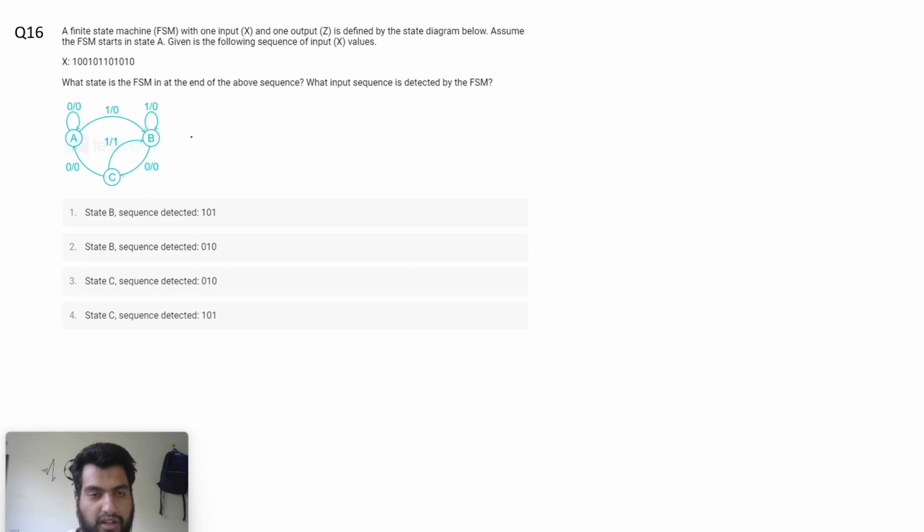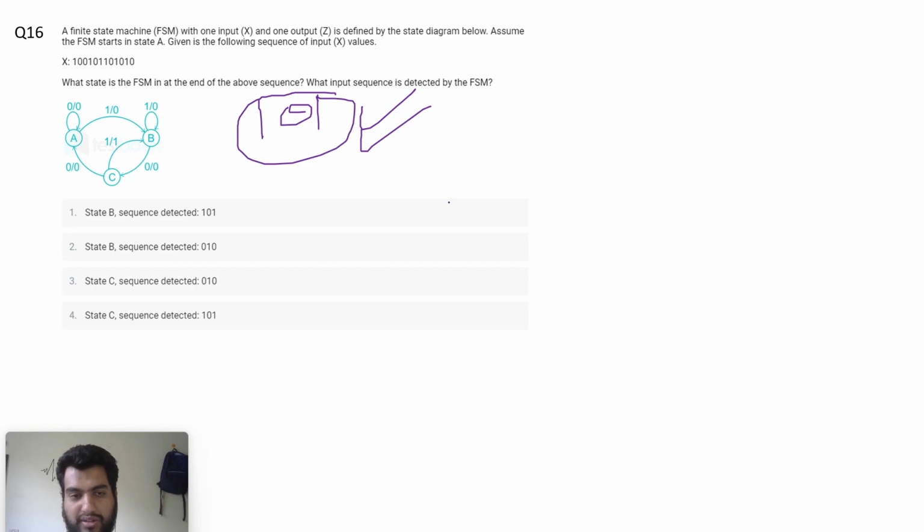So let's just look at this and first try to find out. I am at state A. When I am getting 1, I am going to state B, and when I am getting 0 at B, I am going to state C. When I am getting 1 at C, I am going to state B, with the output 1. So output will be 1 when 1 0 1 is detected. This is pretty straightforward. So this is a 1 0 1 sequence detector.